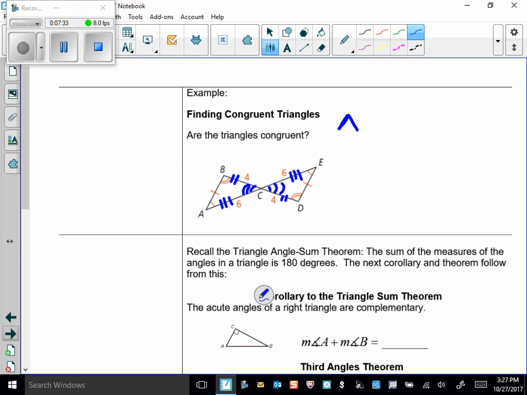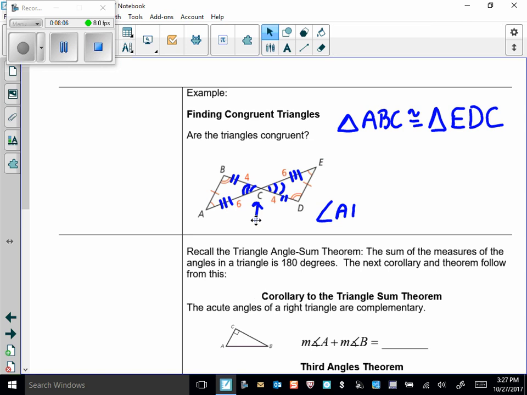So let's name our congruent triangles. Why don't you pause here and try to write the congruence statement. Okay, it's going to be like that, right? Because angle A corresponds to angle E, angle B corresponds to angle D, and of course angle BCA corresponds to angle DCE. And by the way, you can't just call this angle C because you've got 2 angles there. So what you've got to do is say angle ACB. C is our vertex. Angle ACB is congruent to angle ECD.